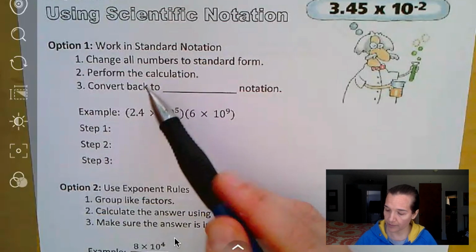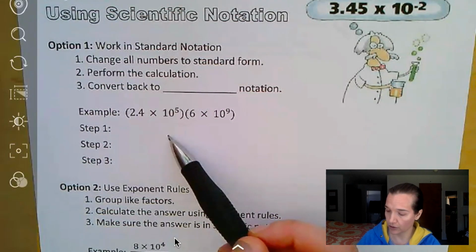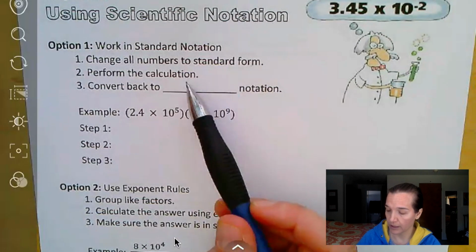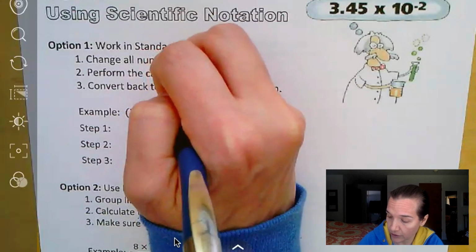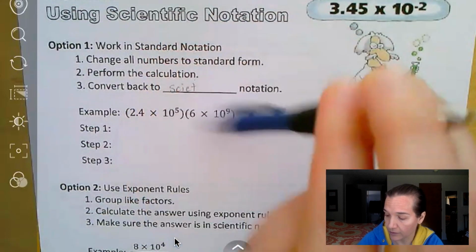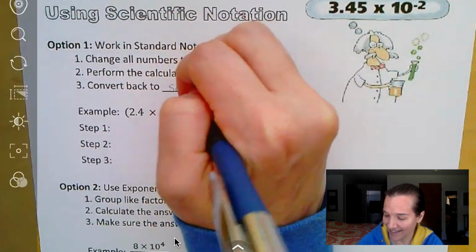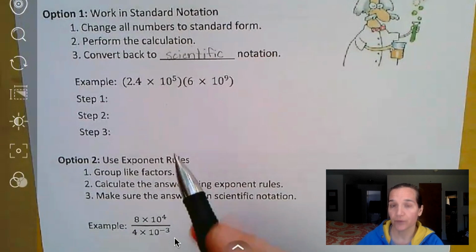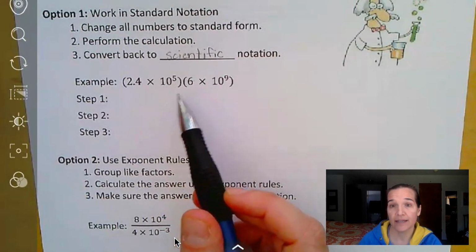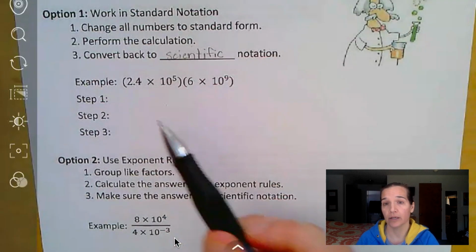On this one, you're going to take all the numbers you're given and change them into standard form. Then you're going to perform the calculation like you normally would, and then you're going to convert it back to scientific notation. So our first example, 2.4 times 10 to the 5th power times the quantity of 6 times 10 to the 9th power.